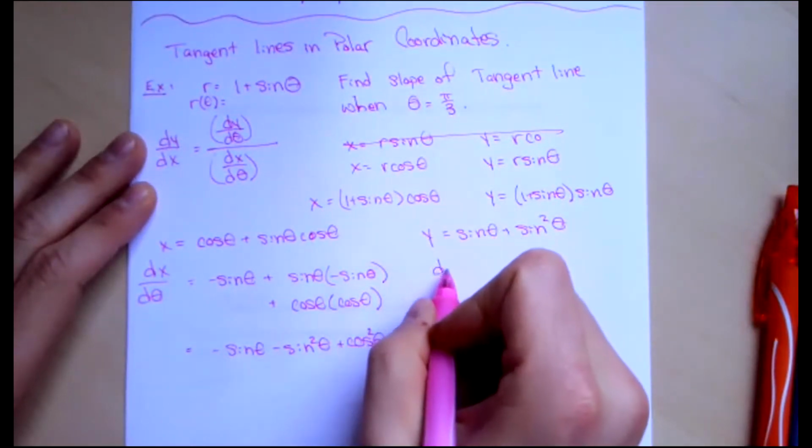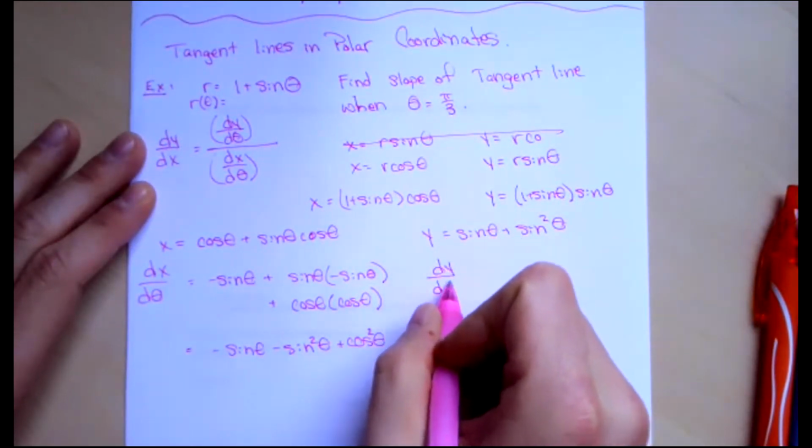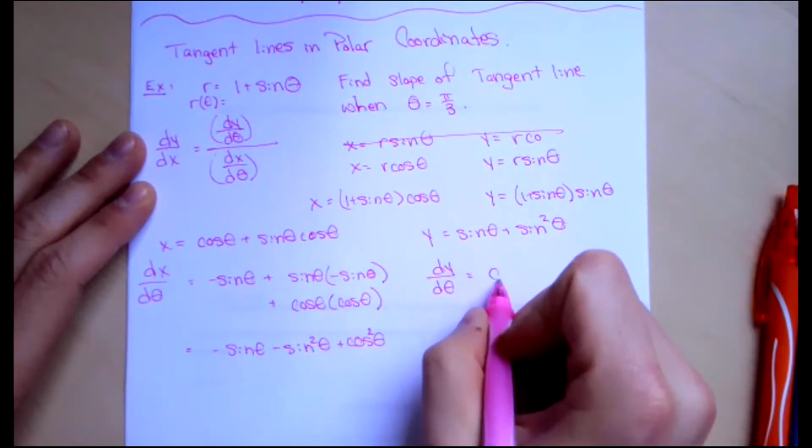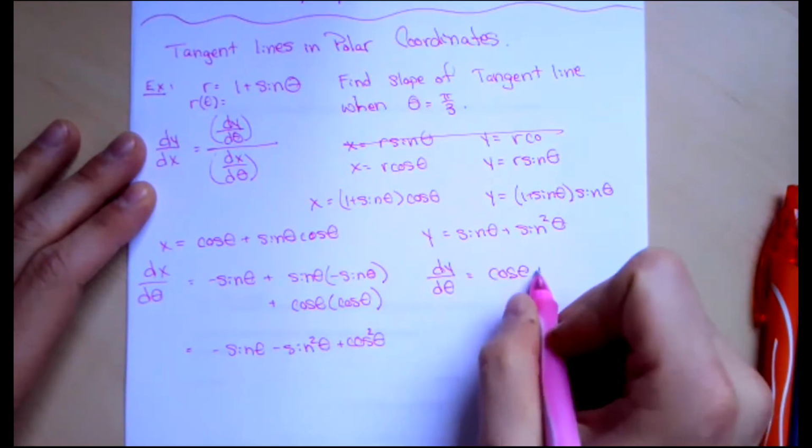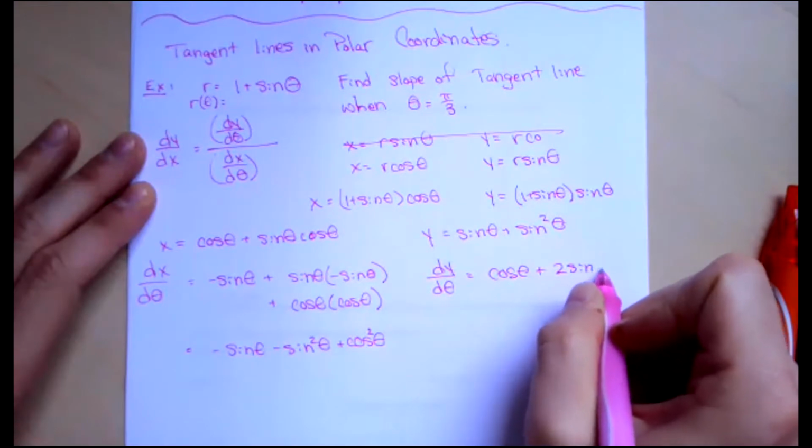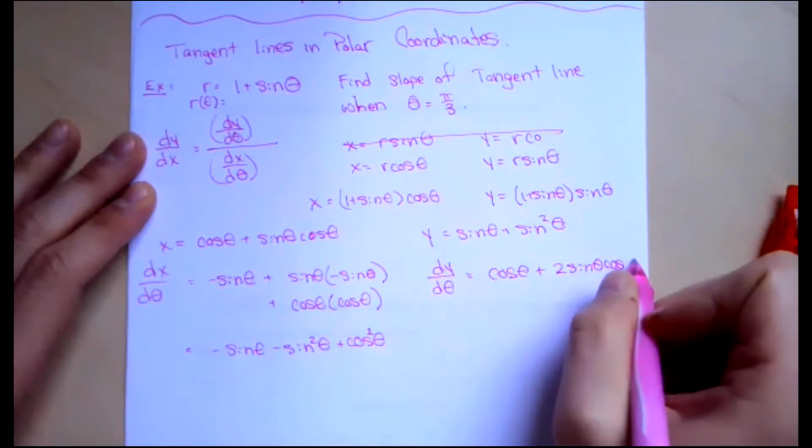My dy d theta is going to be cosine theta plus 2 sine theta cosine theta.